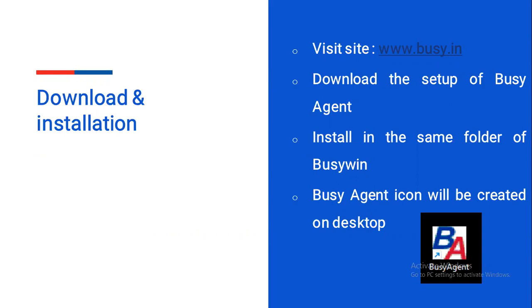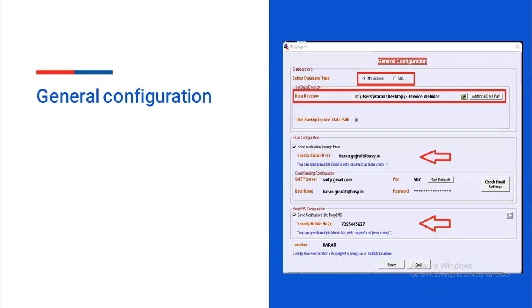Once the installation is done, you will get the exe icon. You will get the Busy Agent icon on your desktop screen. Once you go to the desktop screen on your PC, you will be able to see the Busy Agent icon. Just double click on that, then you will get the general configuration window here. In this general configuration window, you have to configure all the necessary fields, and all the necessary configuration we have to do here.